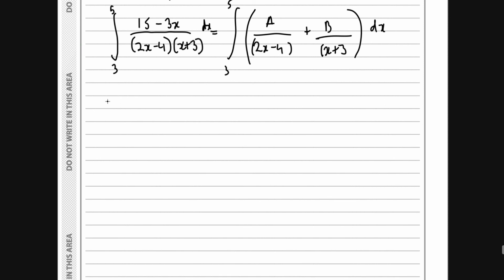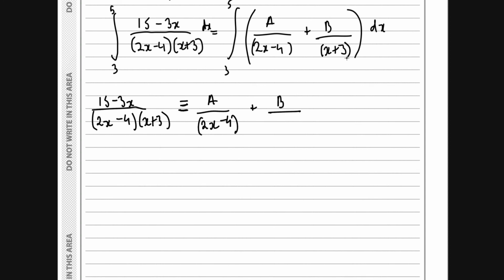So we know now that (15 minus 3x) over (2x minus 4) multiplied by (x plus 3) is going to equal a over 2x minus 4, plus b over x plus 3. And really we should be using this here because we should be able to plug in any value of x and get the same on both sides.